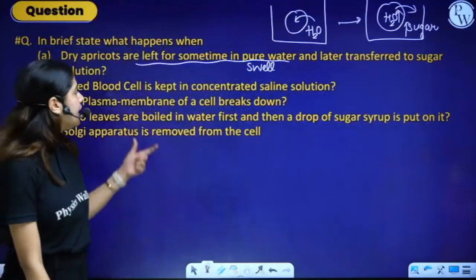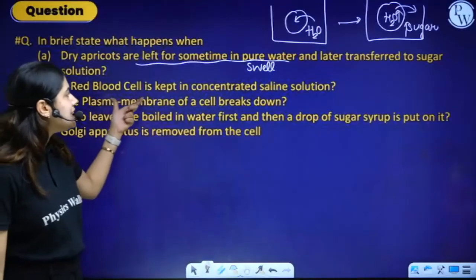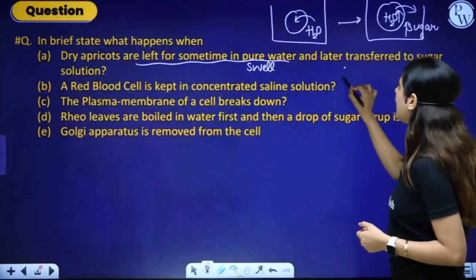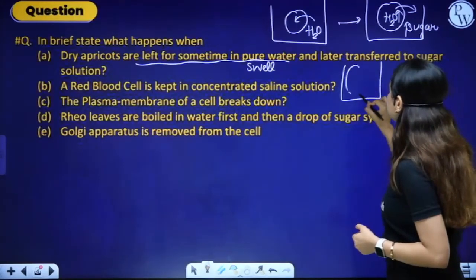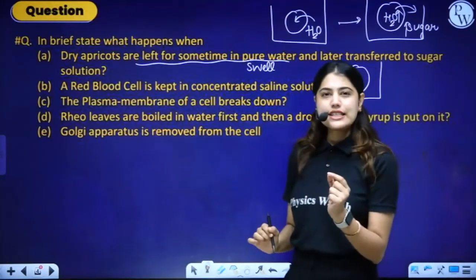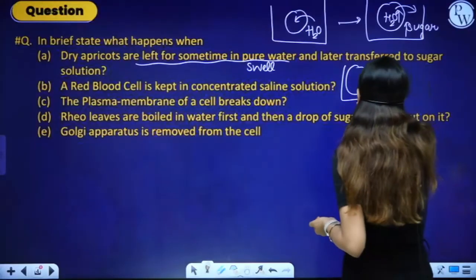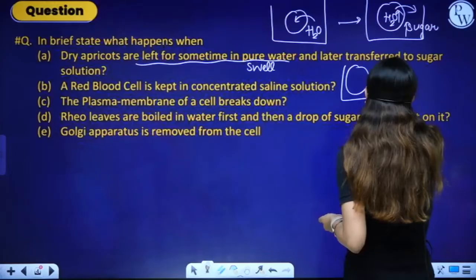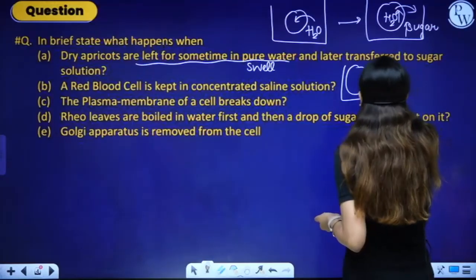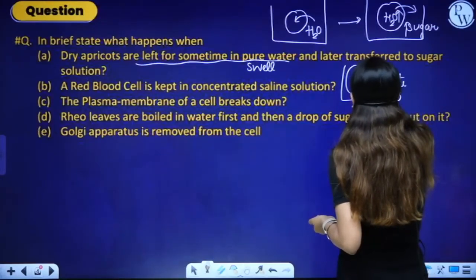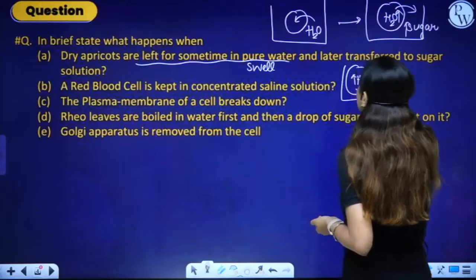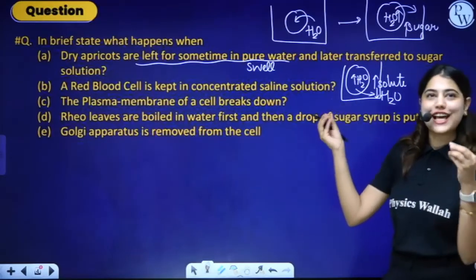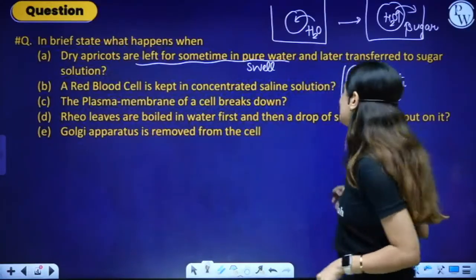Isn't it? Next question. An RBC is kept in concentrated saline solution. What do we mean by concentrated? Concentrated means more solute. More solute means, yes, less water. So basically, the water will move from its high concentration to its low concentration. That is, obviously, the red blood cell will shrink. Yes, amazing.